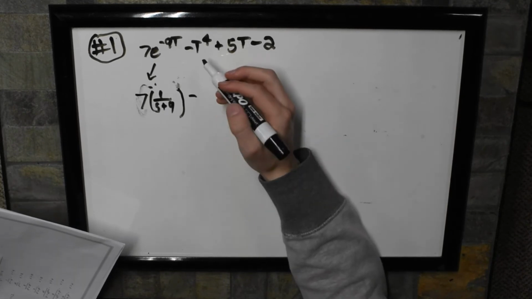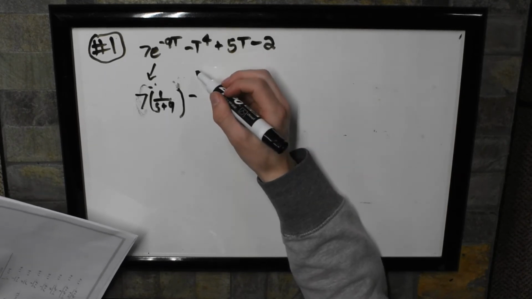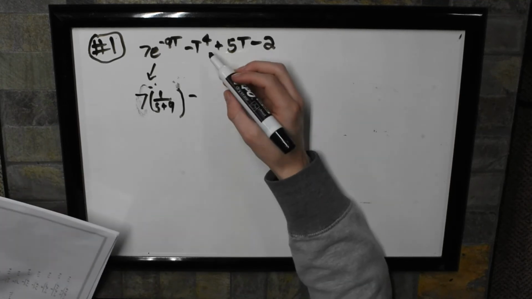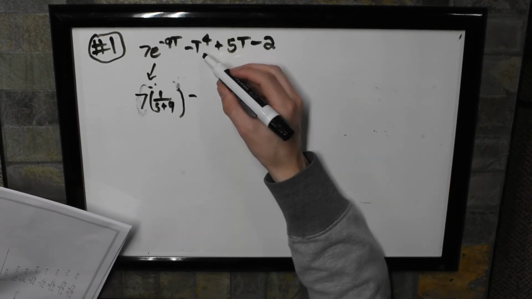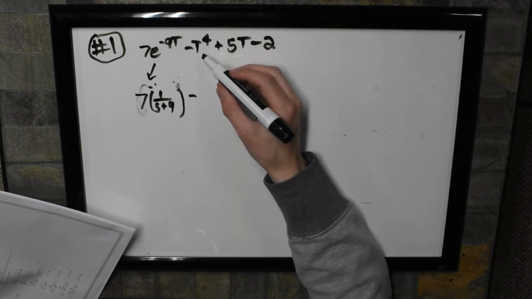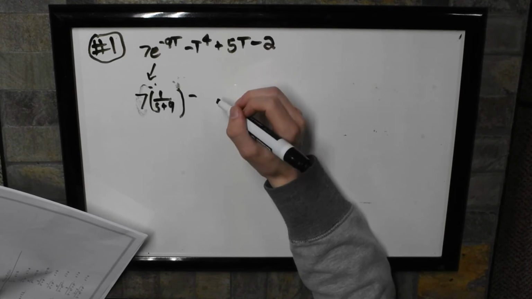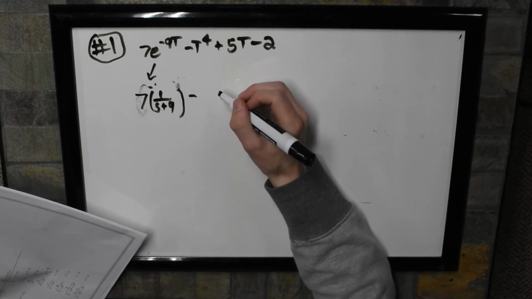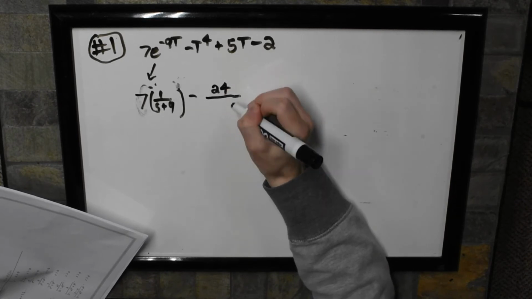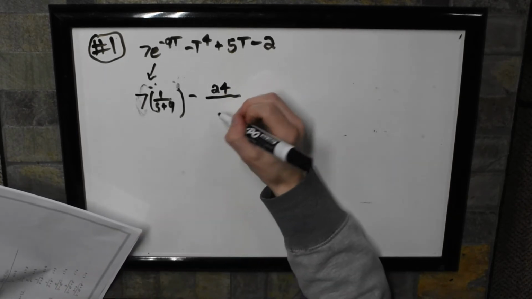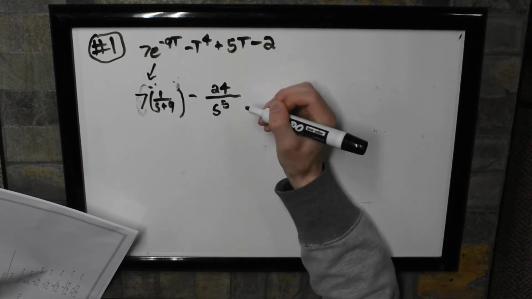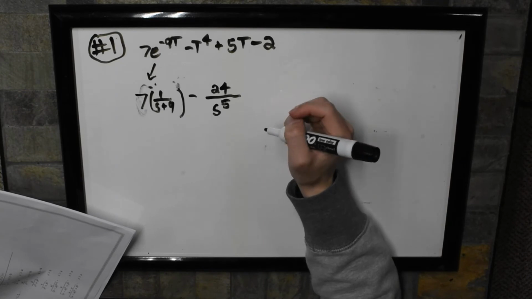Minus, now we do this term. Well, this is the same as t to the n, the third one down on our sheet. It's n factorial. Here n is just 4 because it's the exponent associated with t. So 4 times 3 times 2 times 1 is 24, over, and the bottom is s to the n plus 1. Since n is 4, s will be to the 5th power.